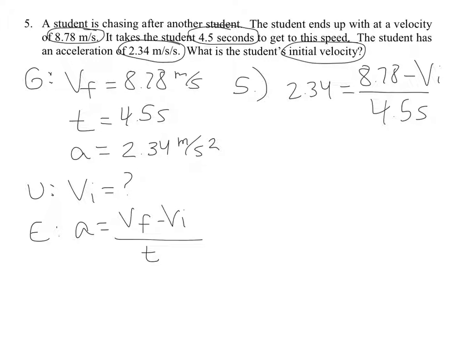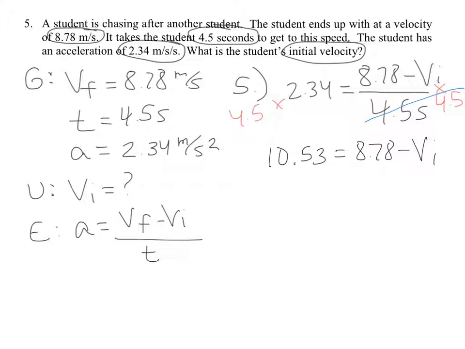Okay, well, let's start doing the work on this. First, I have to get initial velocity by itself, so I will multiply both sides by 4.5. Throwing that in my calculator, I end up getting about 10.53 is equal to 8.78 minus initial velocity. Don't forget, because I multiplied by 4.5 on this side, that cancels out. Now, since I'm subtracting initial velocity, I really want to get that to be positive.